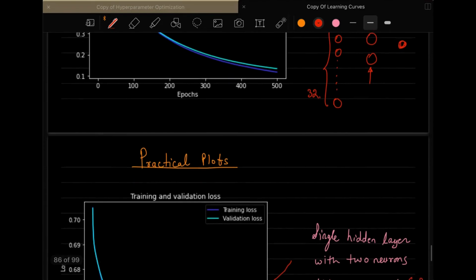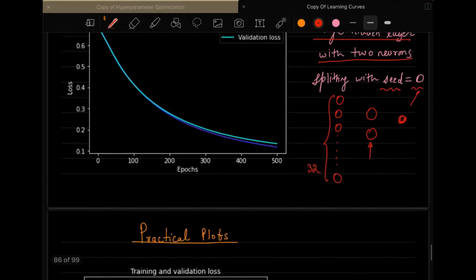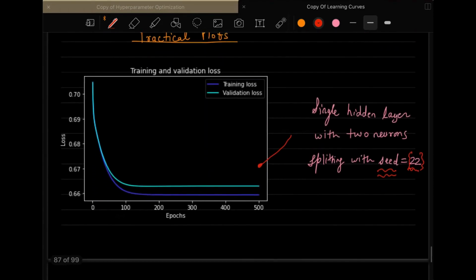Okay, so the only thing that I have changed is the seed. What the seed is doing is partitioning the complete data set into training and validation data sets.